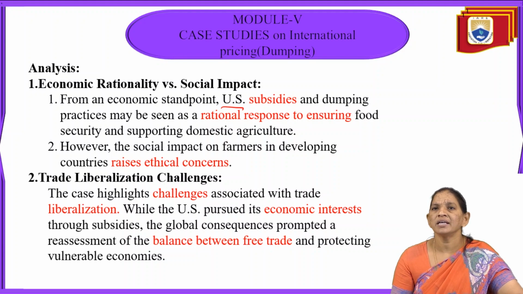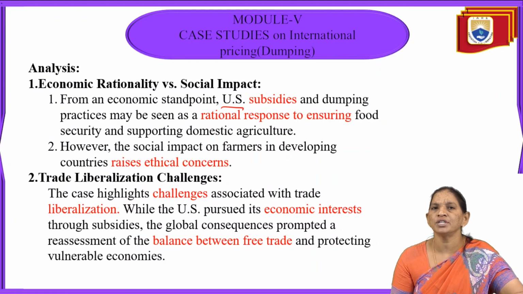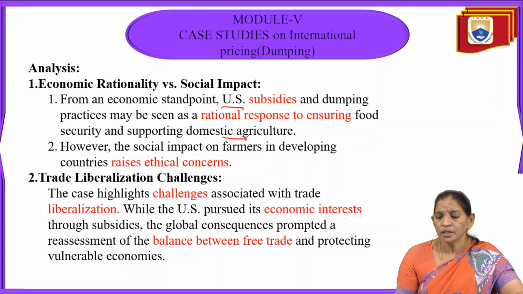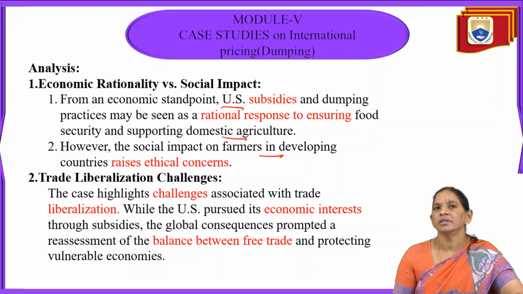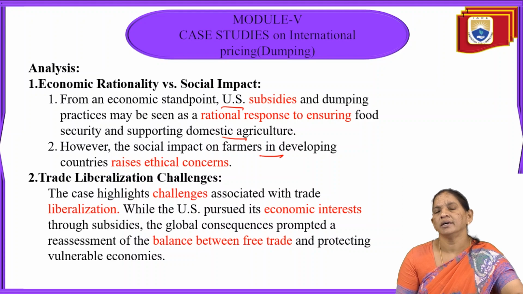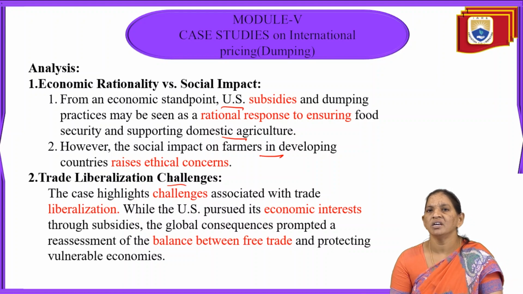So economically, even if we have more money, we should not go for excess production. Rationality should be maintained, and being responsive to food security and supporting domestic agriculture is required. However, the social impact upon the farmers in these developing countries raises ethical concerns. Means economic rationality has been weighed against the social impact or social awareness relating to the ethical concerns of that government. Along with the social impact and economic rationality, trade liberalization challenges also came into existence.